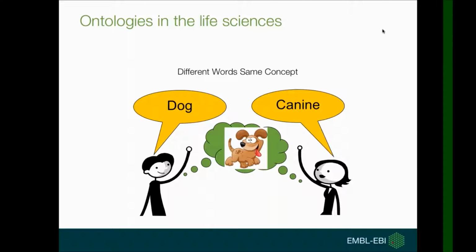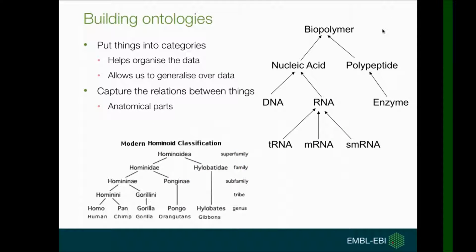So, ontologies in the life sciences, why do we care about these things? So generally, we're trying to deal with the situation where we have lots of different words and terminologies that we use for the same concepts. And ontologies help us in that they help us build standards for the terminology that we use in a particular domain.